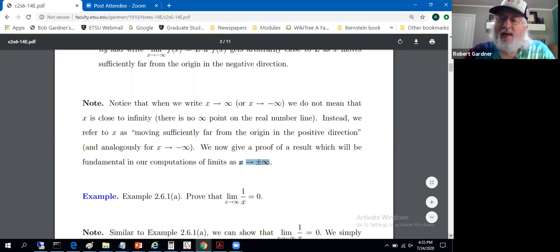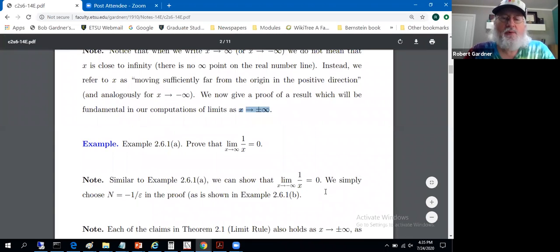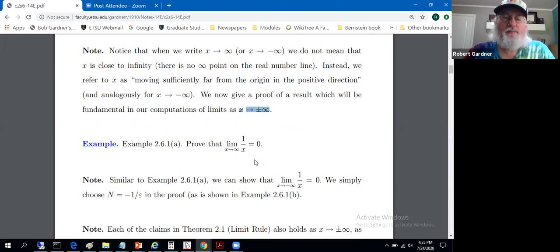Let's illustrate that rigorous definition, kind of trying to get more informal stuff done. But we've got a rigorous definition. Let's illustrate it at least once. Let's prove that the limit as x approaches infinity of 1 over x equals 0. Okay, that makes perfect sense.